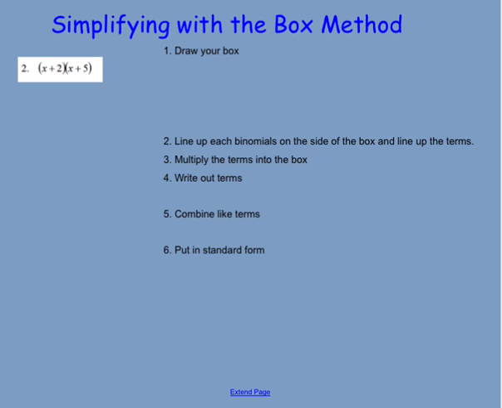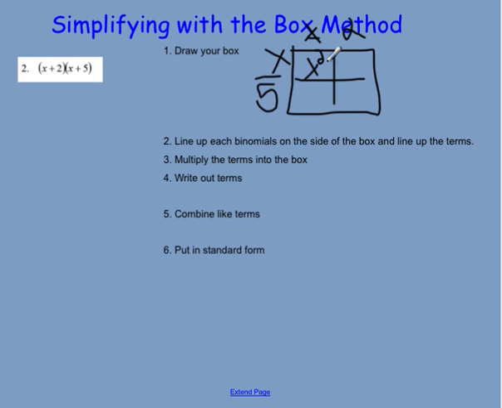Let's think about it doing the box method. So I'm going to set up my box to start off with. Okay, if you're multiplying two binomials, you should have a 4-box square. So I'm going to do x and 2 and x and 5. So now I need to multiply into the box. So I'm going to take x times x, and that's going to be x squared. 2 times x is 2x. 5 times x is 5x. 5 times 2 is 10.